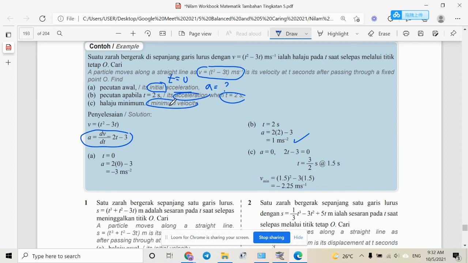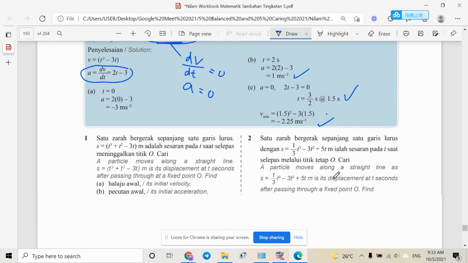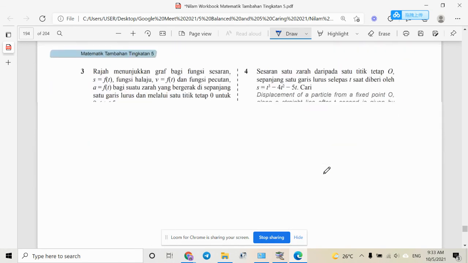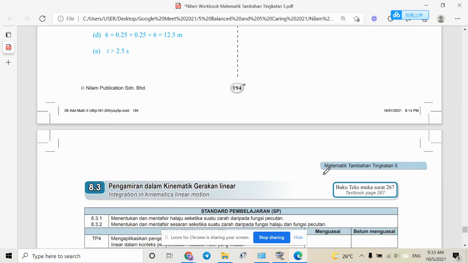Minimum velocity. Remember when you see maximum or minimum, you need to find d/dt of something equals 0. This one is velocity, so dv/dt equals 0. dv/dt is actually a, meaning a equals 0 in this case. So just substitute a equals 0, solve, and get t equals 3 over 2. So we need to find the minimum velocity when t equals 3 over 2. Just substitute 3 over 2 into the velocity formula, then you get the minimum velocity. This one will be your homework, page 193, 194.